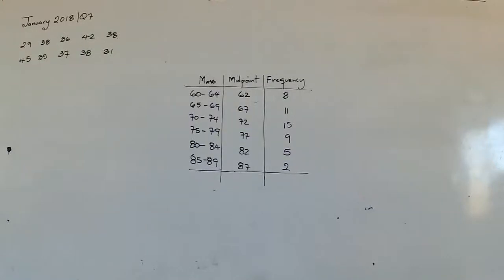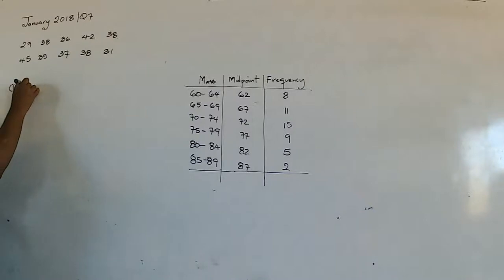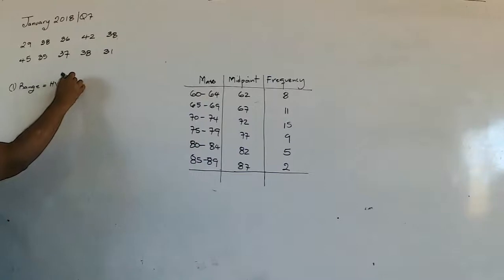Alright, this is January 2018, question number 7, our review statistics. We're told that the marks obtained by 10 students in a test are shown below. For the data, we're to determine the range. Now, the range is equal to the highest value minus the lowest value.